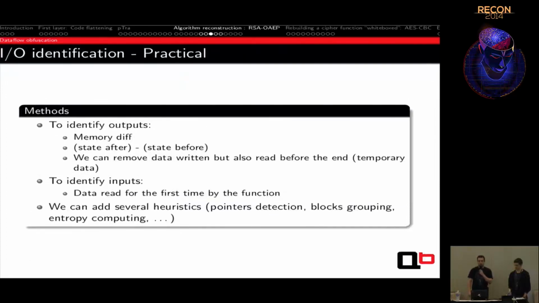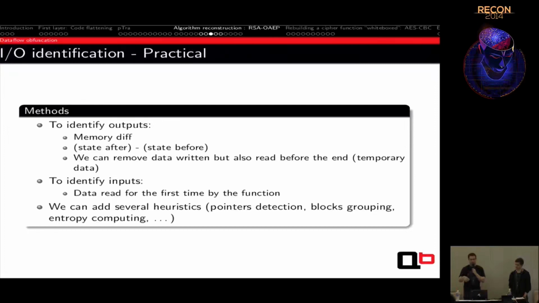To identify outputs, what we did is a memory diff. We take the memory state after the execution of the function minus the one before. Also, we can remove the data that are written but read again before the end of the function, because it can be temporary data and not really output. And to identify inputs, we just take the data that are read the first time by the function.